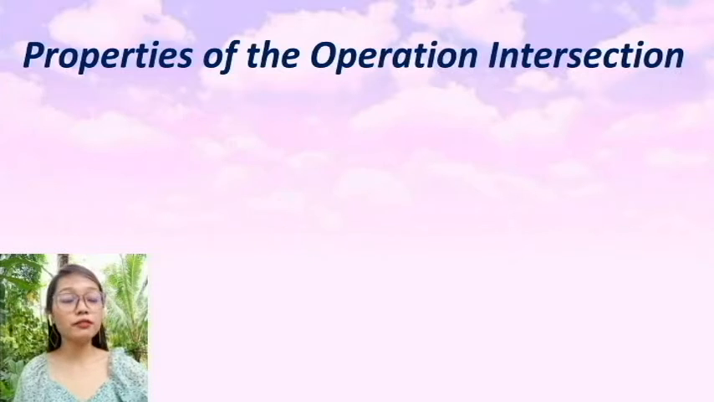Okay. For this video, magstorya na ta sa properties sa intersection. First is commutative property sa intersection.